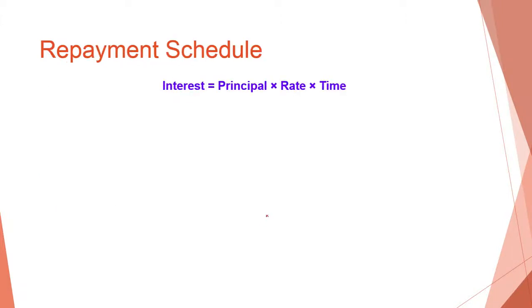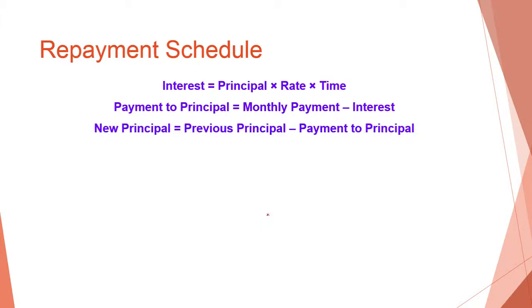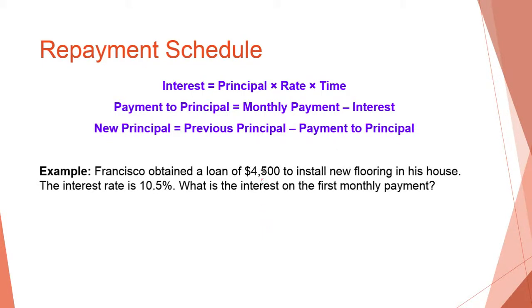Repayment schedule. We're going to use the same formulas we have been using in the previous lesson. So here's an example. Francisco obtained a loan of $4,500 to install new flooring in his house. The interest rate is 10.5%. What is the interest on the first monthly payment?